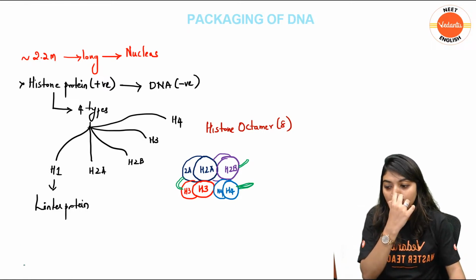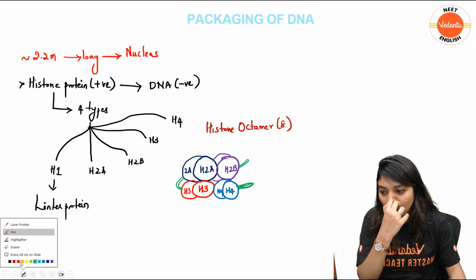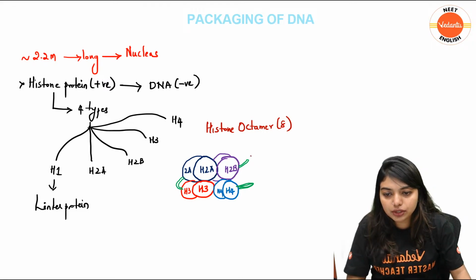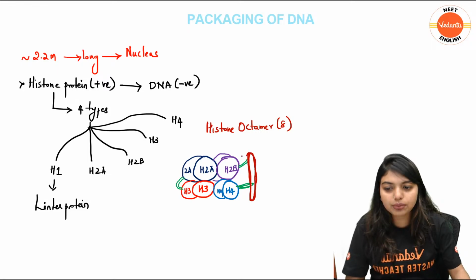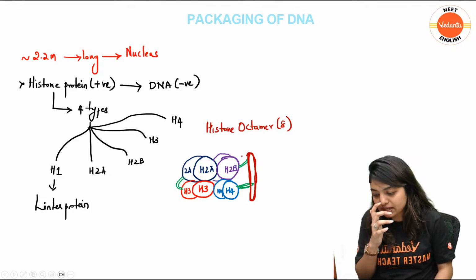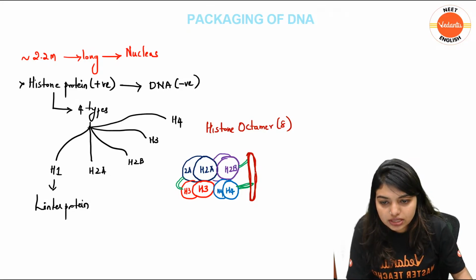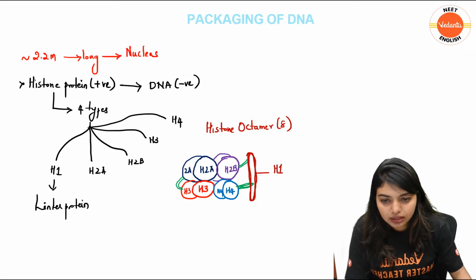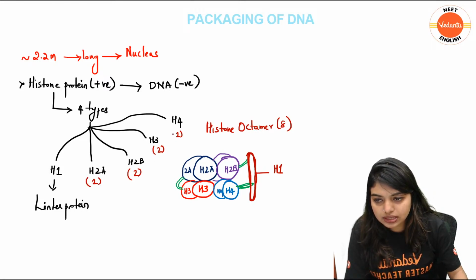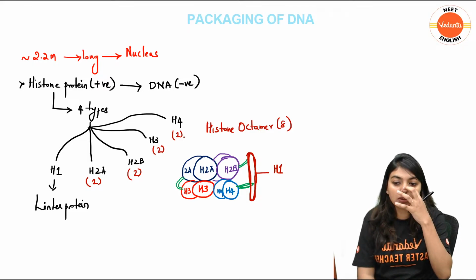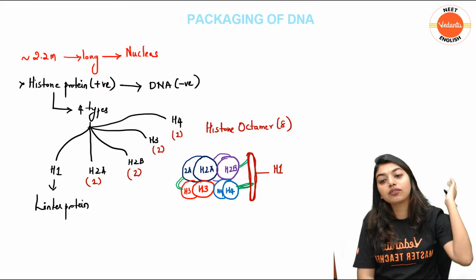Now to hold all of these together, right? We have to hold all of them together. We will use the linker protein. This is your linker protein. So the H1 protein will keep all of these in place. Is this clear? Okay. So this becomes your H1 protein. Each of them will have 2, 2, and 2. This is how they form an octamer. So 8 of them will be formed.